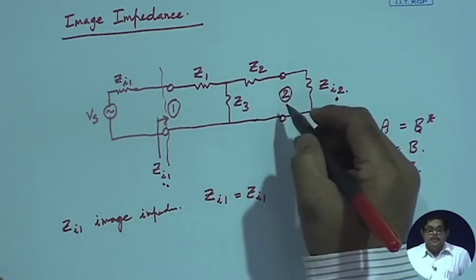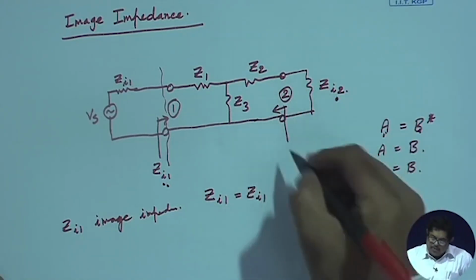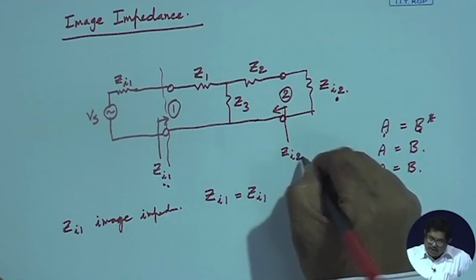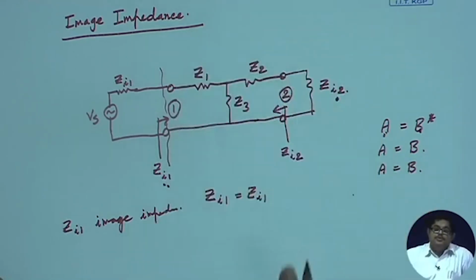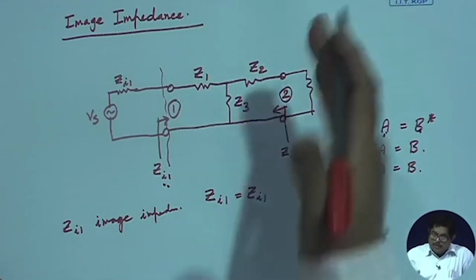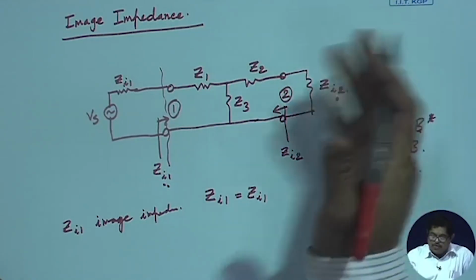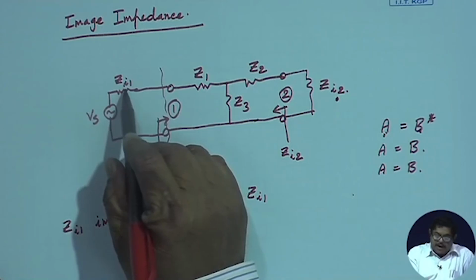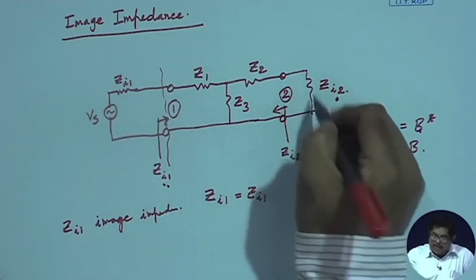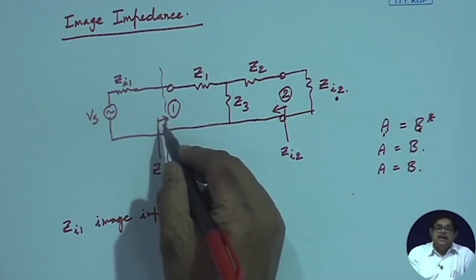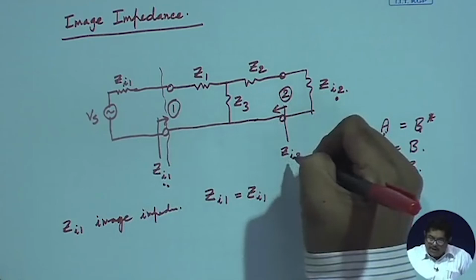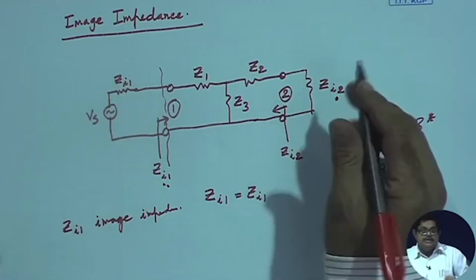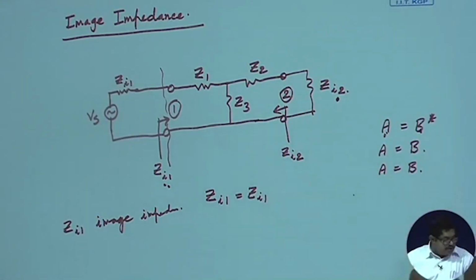Same thing here: if I look at port 2, I should see an output impedance equal to Zi2. If I look to this side I get Zi2, and if I look to this side I should get Zi1. So if I can find this pair Zi1, Zi2, such that if I terminate by Zi2 I get Zi1 impedance here, and similarly, if I terminate by Zi1 and excite here, I see a Zi2. These two are called image impedances.